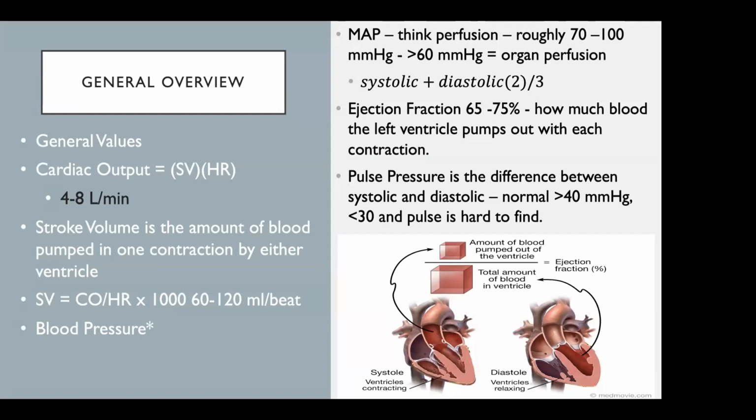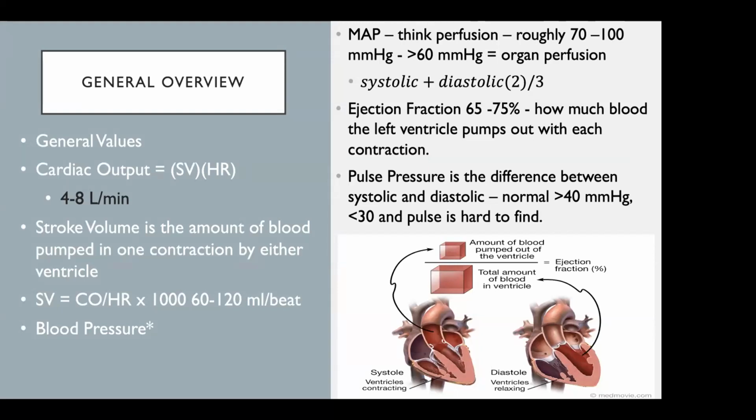When I was working in CV ICU, it was 60 or above, right, for organ perfusion. We'll calculate that by taking our systolic plus our diastolic times 2, and we're going to divide that by 3 to get our mean pressures.